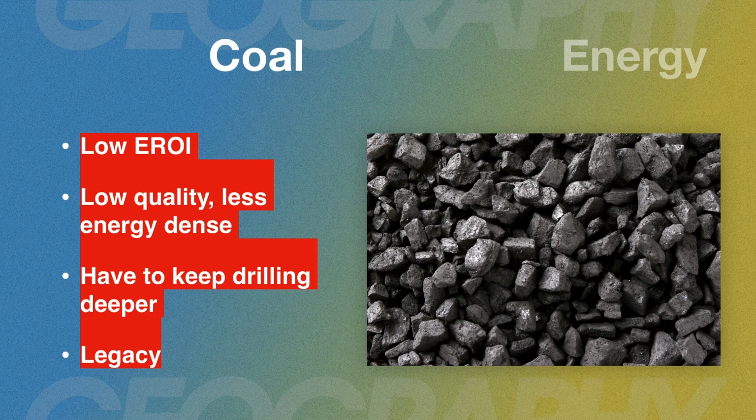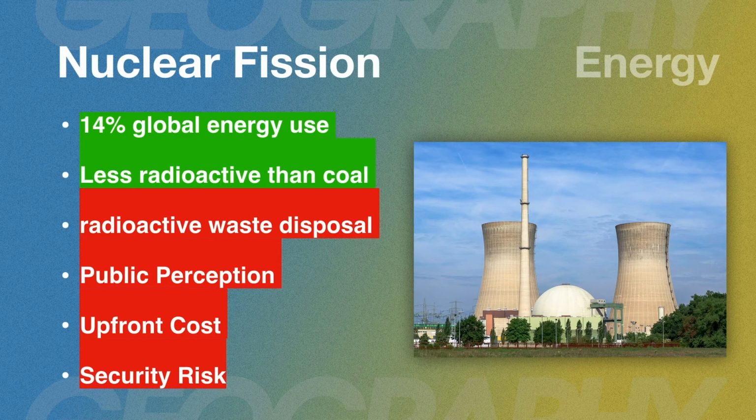And then there's coal. It has a pretty low EROI. It's low quality because it's not very energy dense, and we have to continually drill deeper in order to reach coal reserves. Nuclear energy, 2 types, the first of which is nuclear fission.